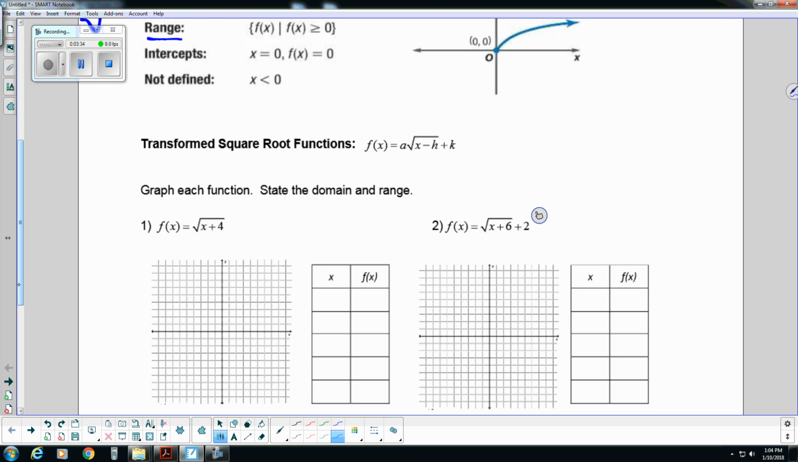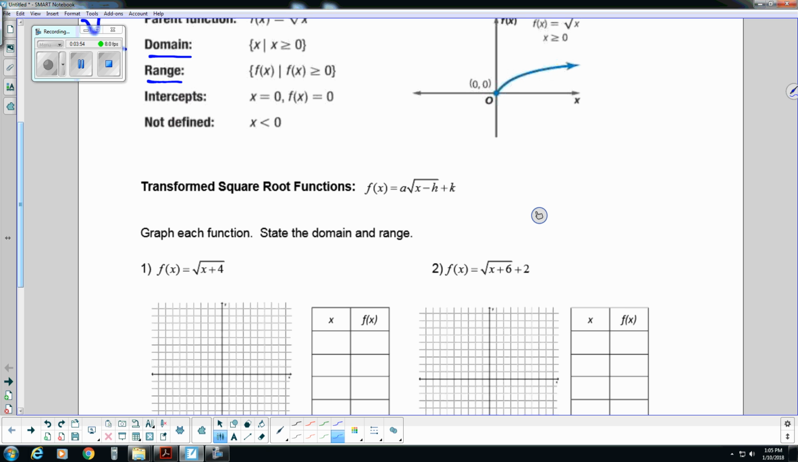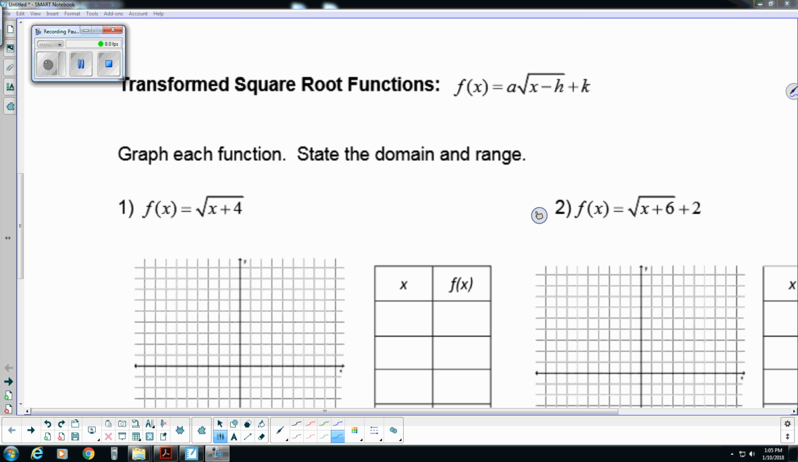If you look right here in the middle of your page, you have this with these a's and these h's and these k's. This is what we call the transformed square root function. What's going on here is that a, h, and k are going to move this graph that you see right here around. Here is how we get that moved around.